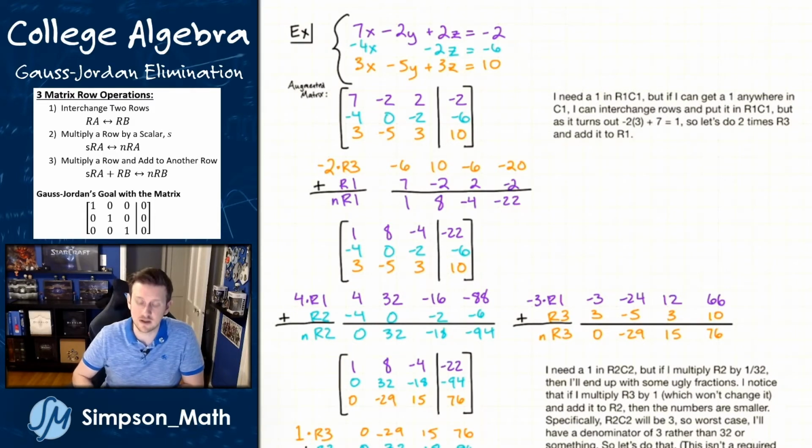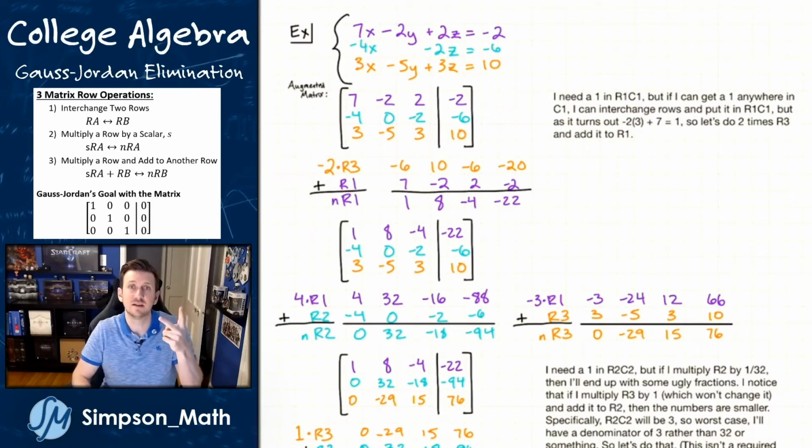It says, I need a 1 in row 1, column 1, but I can get a 1 anywhere in column 1 and interchange rows and put it in row 1, column 1. But, as it turns out, I can actually get it directly. But that note is just reminding you that if you find it's easiest to get a 1 here, like maybe you saw, okay, if I just do row 3 times positive 1, so don't change the sign, and just add it, I will then have a negative 1 there, can then multiply by a scalar of negative 1, and now you have a positive 1 in this row. That's a perfectly valid thing to do.